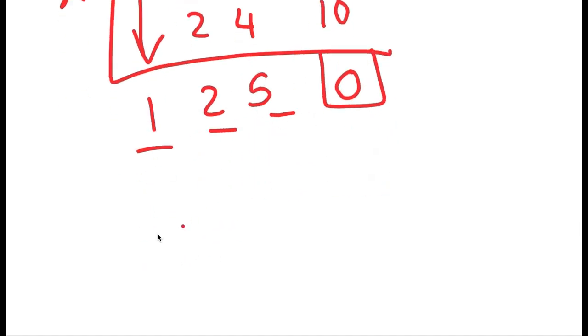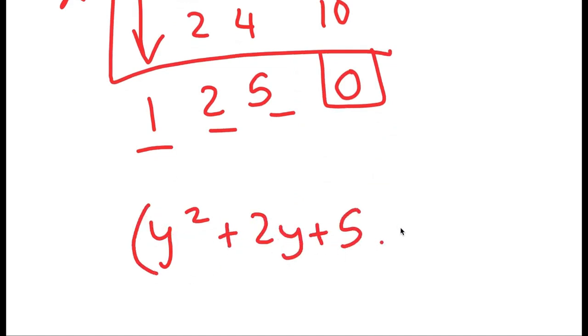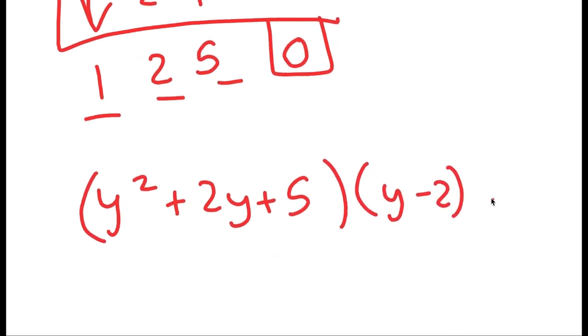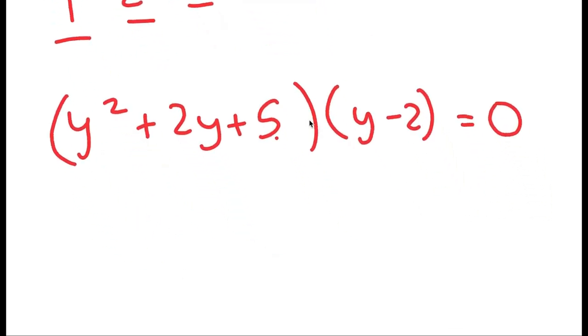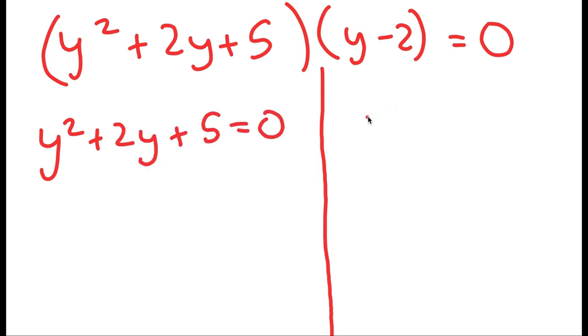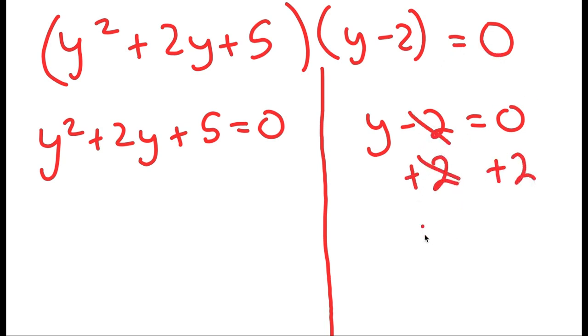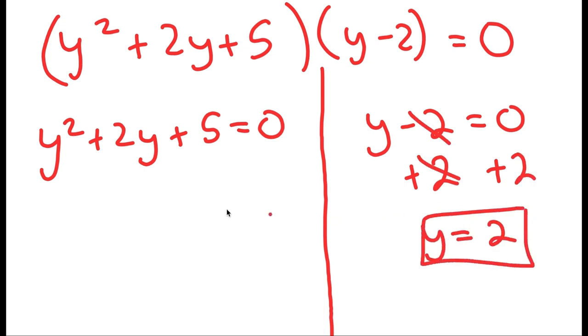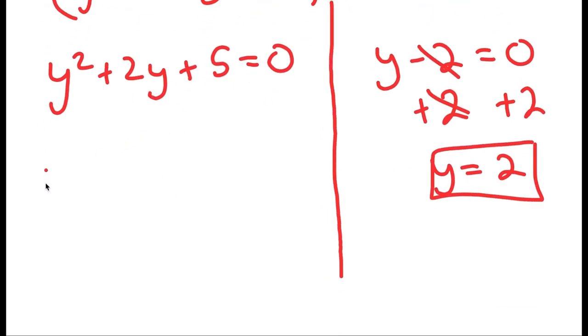And I'm going to use these as my coefficients, so I get y squared plus 2y plus 5, meaning y squared plus 2y plus 5 times y minus 2 is equal to 0. So this is my equation, and I'm going to divide this into two equations. y squared plus 2y plus 5 is equal to 0, and y minus 2 is equal to 0. So now for y minus 2 equals 0, I'm going to add 2 on both sides, so I get y is equal to 2.